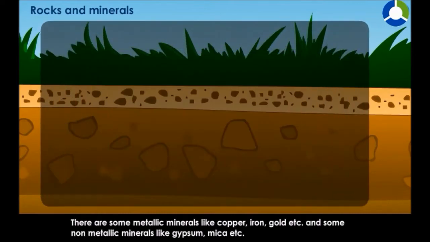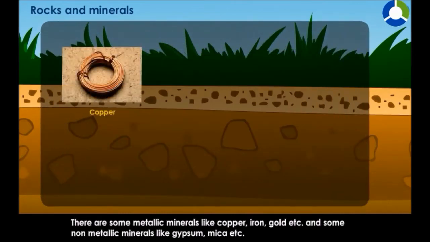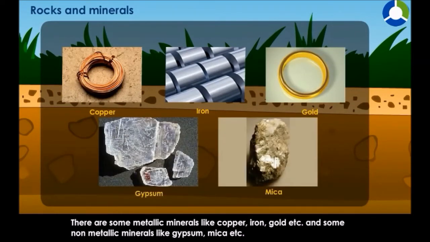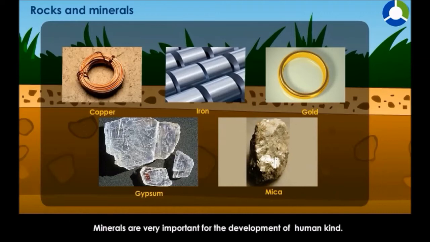There are some metallic minerals like copper, iron, gold, etc. and some non-metallic minerals like gypsum, mica, etc. Minerals are very important for the development of humankind.